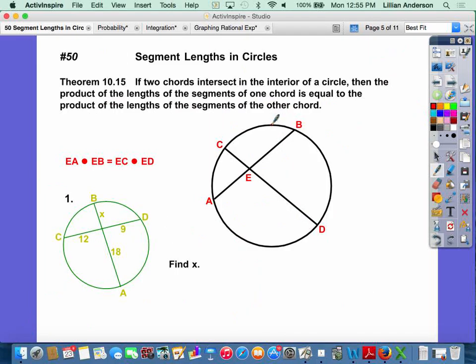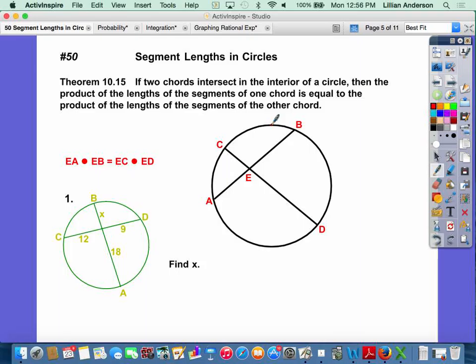Here we go. All right, segment lengths in circles. What is CD and AB? What kind of segments are these? Chords. So if two chords intersect inside of the circle, like they do here, then the product, what does product mean? Times, multiply.